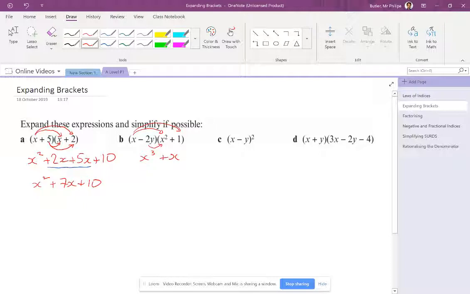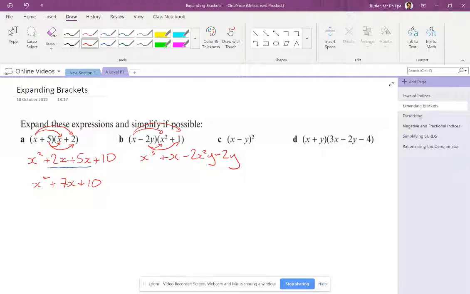Minus 2y times x squared is minus 2x squared y. Keep the index with the letter that it belongs to. Do not mix that up. And minus 2y times 1, so it will not be plus, it will be minus 2y. Then you've got to look to see if there's anything at all that you can simplify. We've got nothing at all, no like terms, so we can't simplify that anymore.